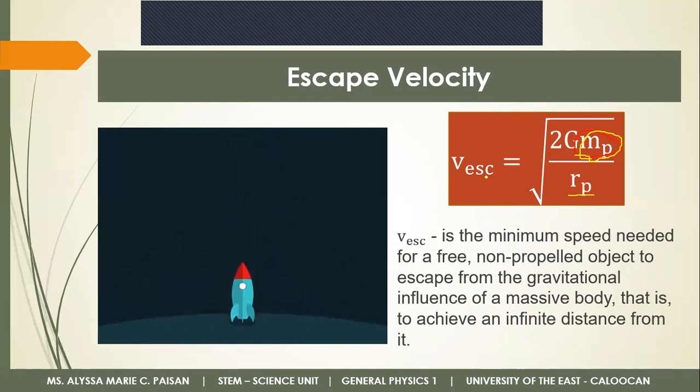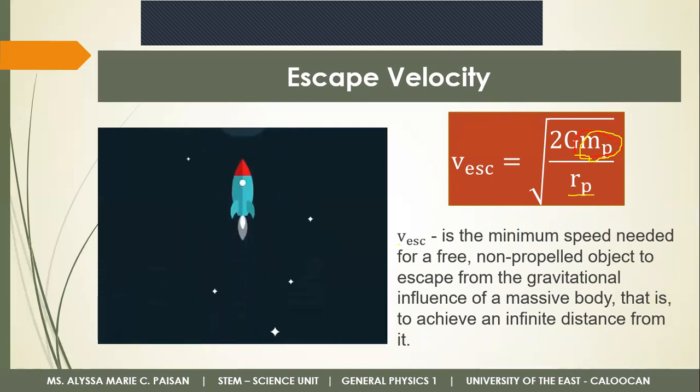V-ESC. Alam naman natin in the computer when we press the ESC, that's escape, no? Shortcut for escape, okay? That's the representation for our escape velocity. And then nakita na natin dati itong MP, which is the mass of the planet, and then the RP is the radius of the planet.